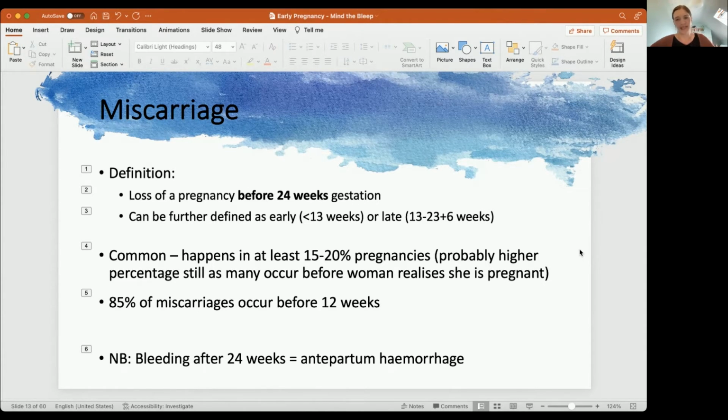A lot of women may not have realized they were pregnant and just thought that they had a heavy period that month. And yes, the majority of miscarriages happen before 12 weeks. If you have bleeding after 24 weeks, it doesn't count as a miscarriage. It would be an antepartum haemorrhage at that point. Just NB.